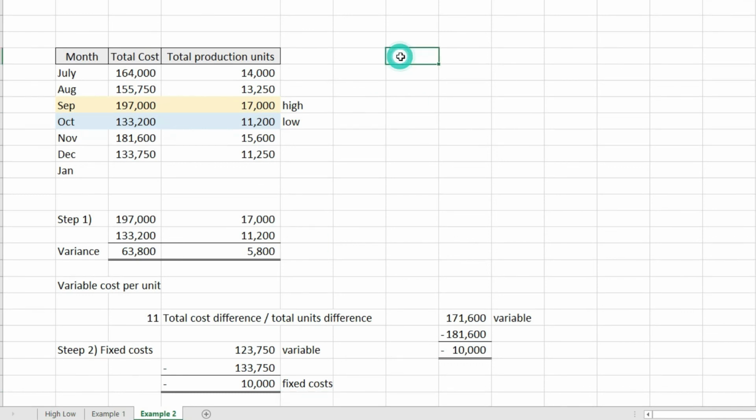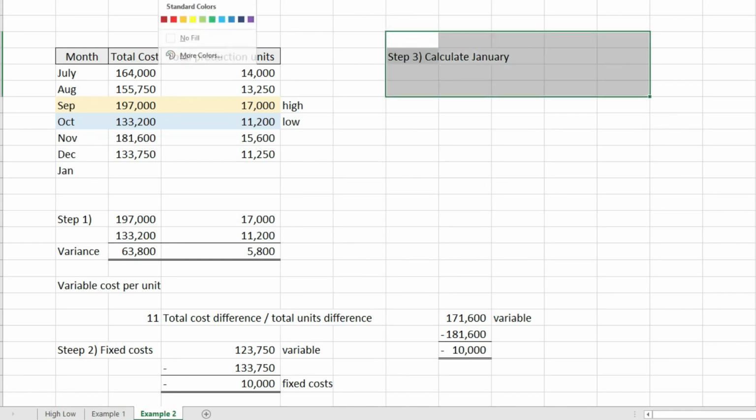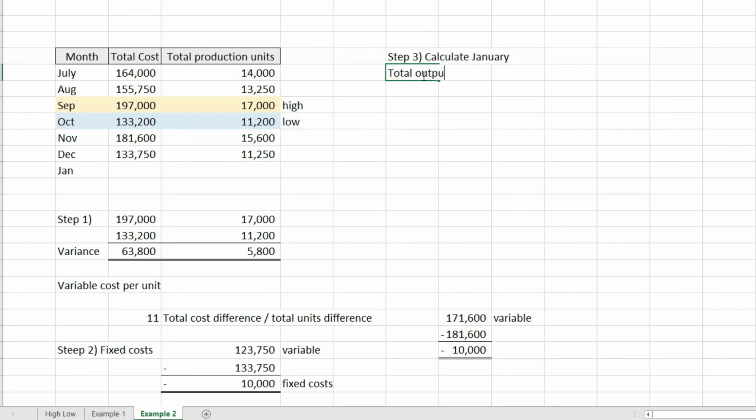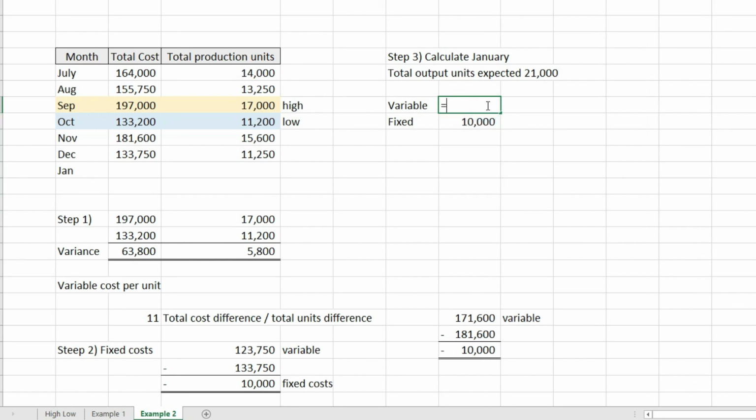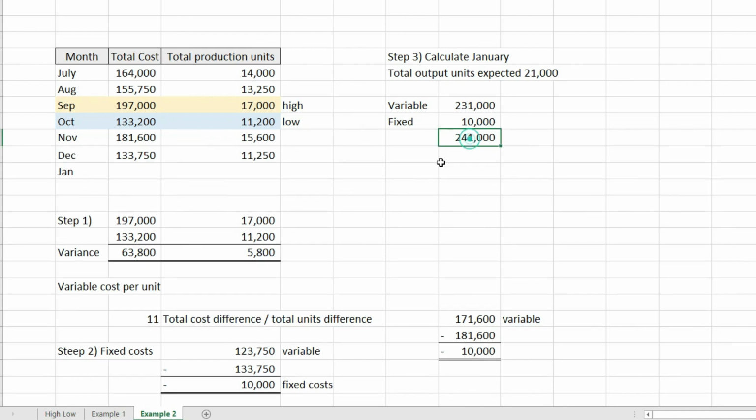So if we're then asked again to calculate January, then we can do that really quickly. So if we're told that total output units are expected to be, let's say, 21,000, they've had a very good month, then I'm going to pop my variable cost here, fixed cost here. So £10,000 for fixed cost. And then variable is going to be 21,000 units times by 11. So my total cost for January is going to be 241,000.